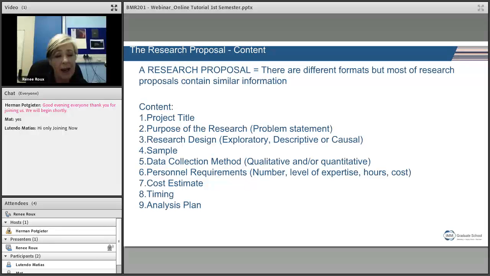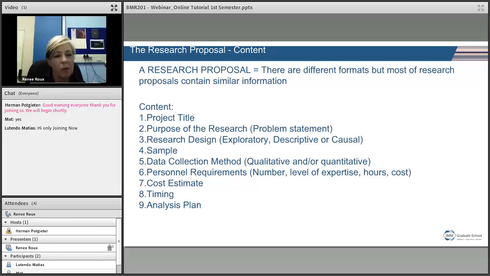Then it must cover the sample. What sample it is, how big the sample is, who's included, who's excluded, how will you draw the sample, your data collection method, will it be qualitative, quantitative, or combination? Then the personnel requirements, people that are working on the project.